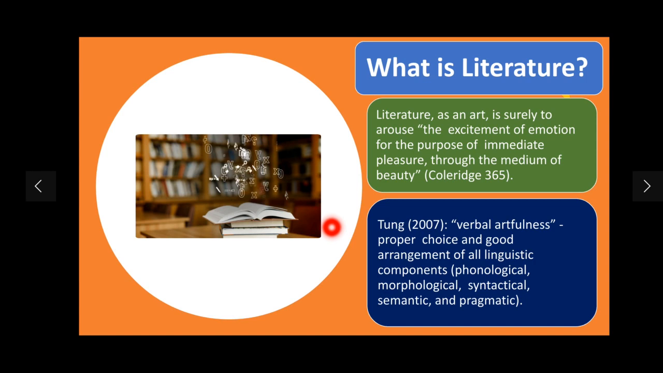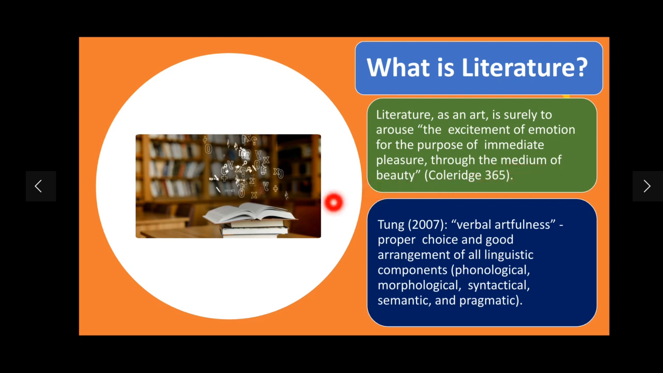First, we will define what is literature. While literature has several definitions, here we will define literature according to Coleridge, which for me is the most authentic definition of literature. So what does he say about literature? Literature as an art is surely to arouse the excitement of emotion for the purpose of immediate pleasure through the medium of beauty.